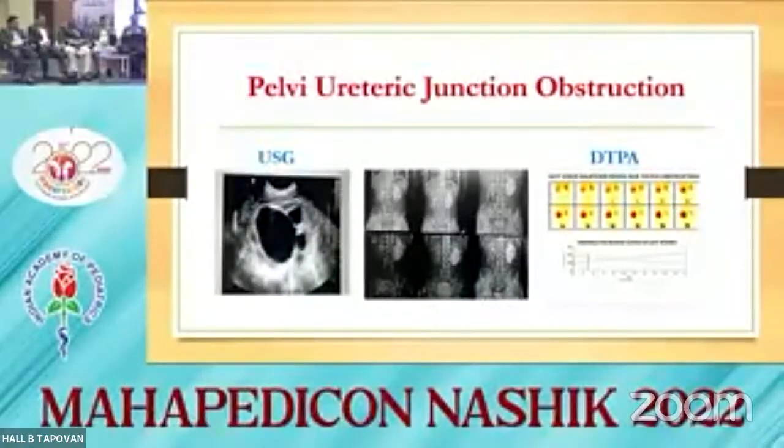In newborns, in a neonate, an EC scan is preferred over DTPA. DTPA should not be done before 1 month of age. What is the natural outcome of this condition, PUJ obstruction?